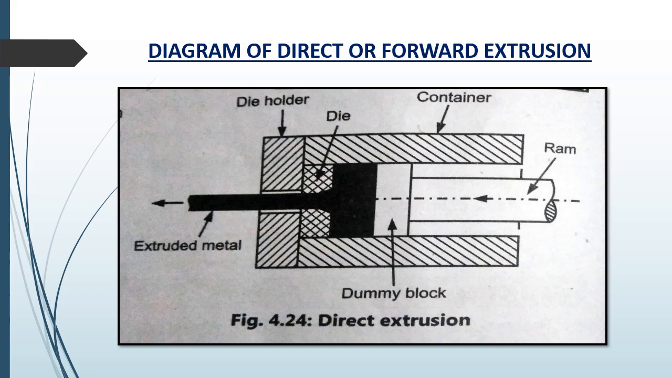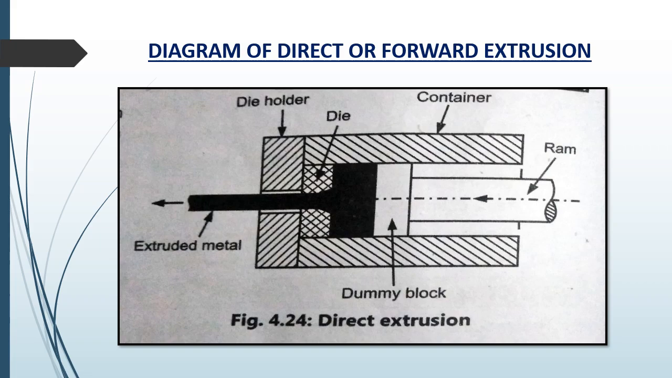So in this slide, we can see the diagram of direct or forward extrusion. In this diagram, we can see an extruded metal, which is a billet, and a die is provided to support this billet. A die holder is also provided to support this billet, and a container is provided. Inside a container, extruded metal and ram and dummy block is placed. We can notice here that extruded metal and ram direction is in same direction. So we can conclude that it is a direct or forward extrusion.